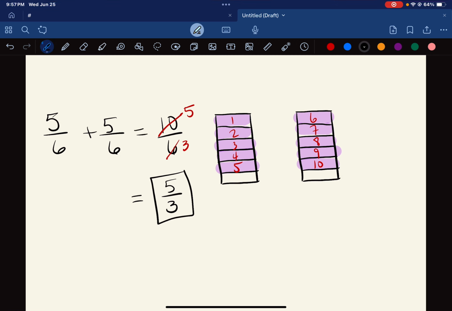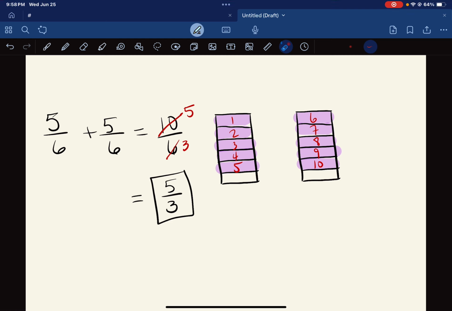For our second example down here, we had 5/6 plus 5/6. Instead of having to draw out the entire picture, because I see that we have a common denominator in each of our fractions, I can just combine our numerators. 5 plus 5 is 10. That's where we get 10/6, which of course reduces to 5 thirds.